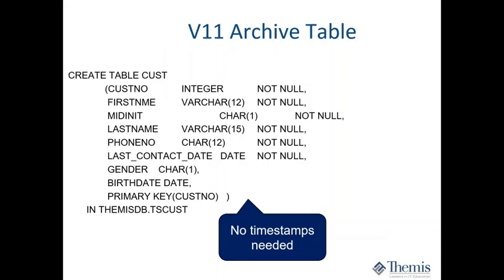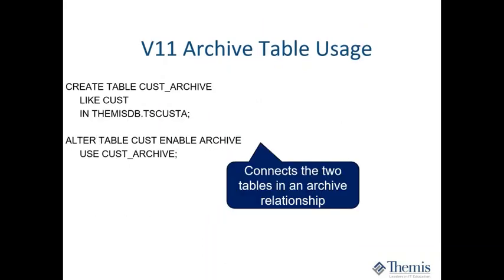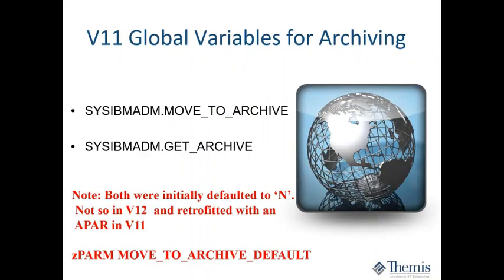So quick example, I've got a customer table here, none of those weird timestamps that I needed for temporal. I'm creating an archive table just like the base table, and I'm altering it to enable the archive. Okay. Now, when I do a delete, DB2 is going to look at the values for these two special registers, or not special registers, these are global variables.